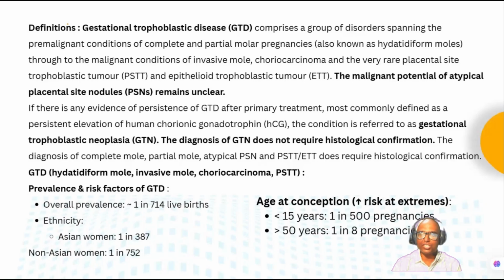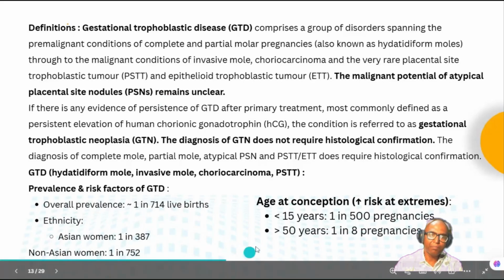Okay, so the diagnosis of GTN does not require histopathological confirmation. This we have discussed in the summary. The diagnosis of complete, partial, atypical, and PSTT and ETT does require histopathological confirmation. So when we are talking about GTD, we require histopathological confirmation. Okay. So prevalence, there can be SBA on this.